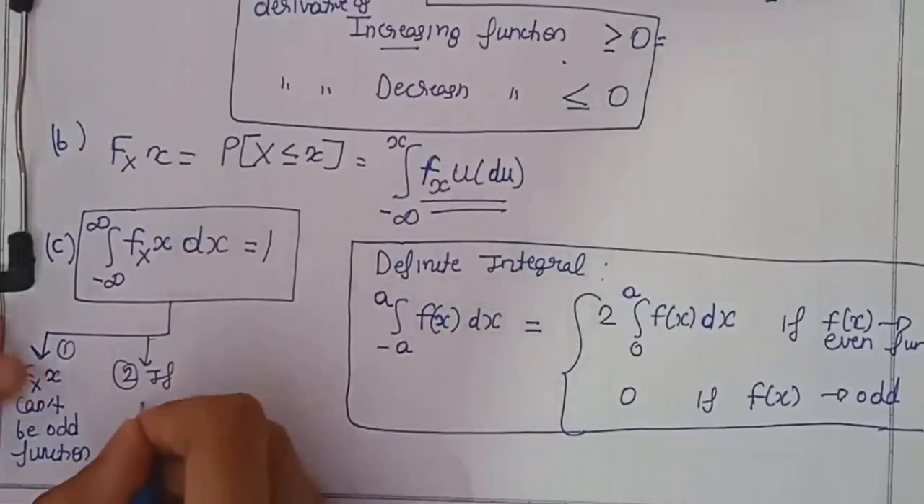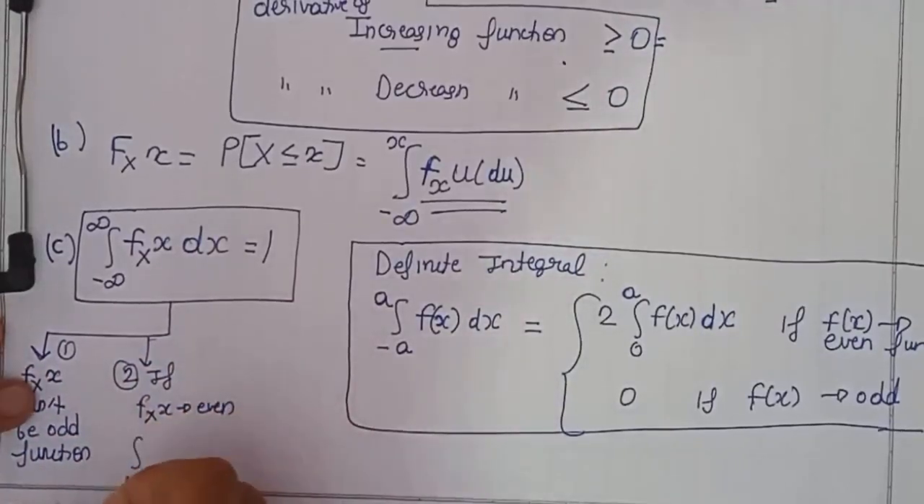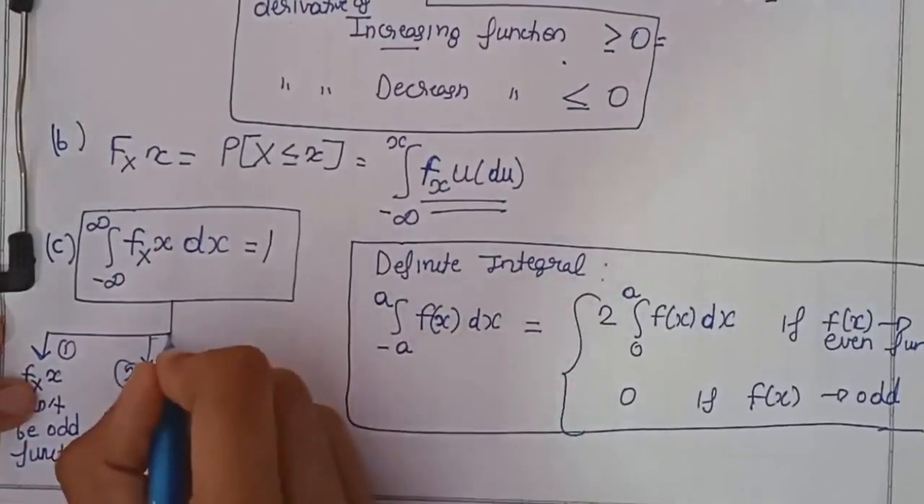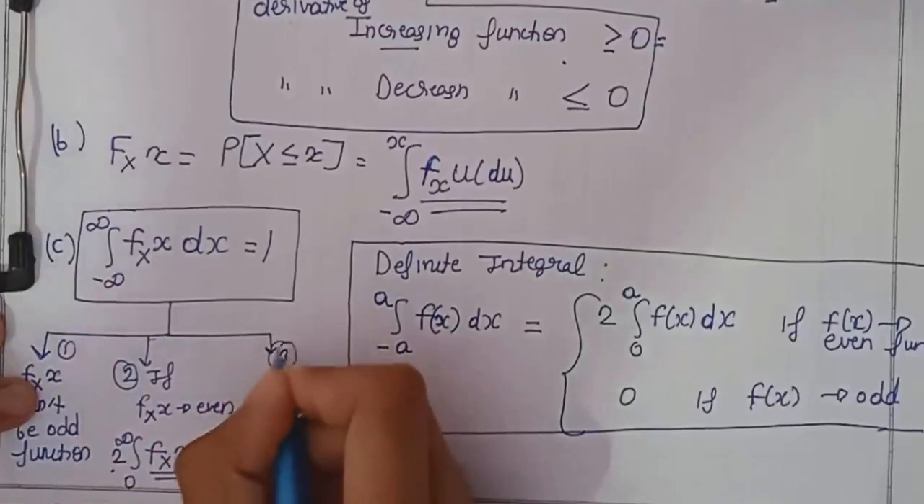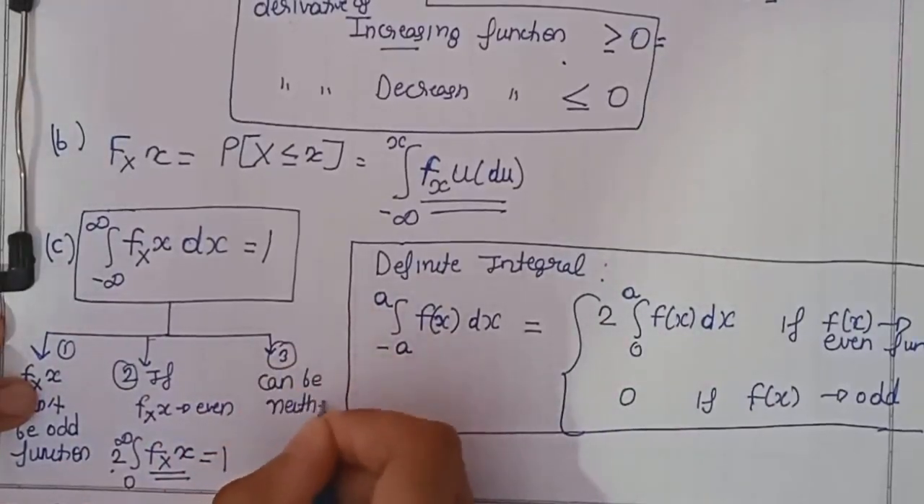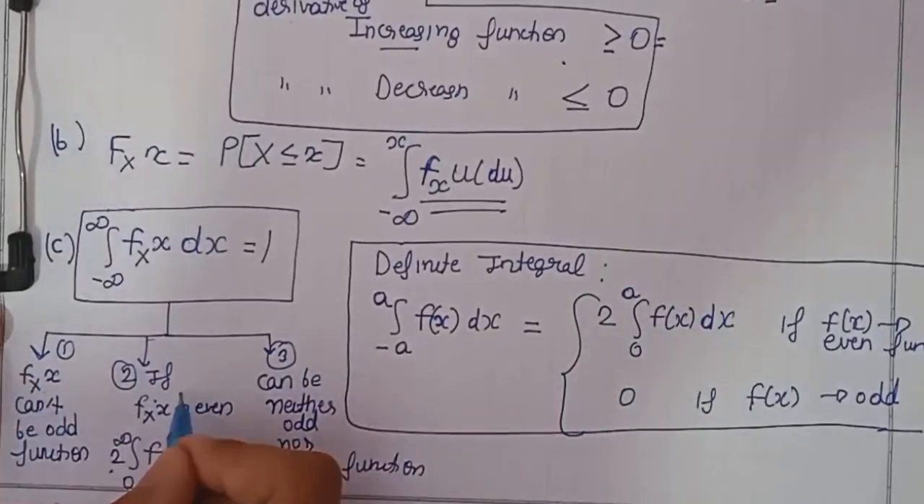And in case the PDF is an even function, then the integration of PDF from 0 to infinity multiplied by 2 is equal to 1. And in the third case, the PDF can be neither an odd nor an even function. So this is also possible, that the PDF that you have is neither odd nor even function. So both of these will be excluded in this case.